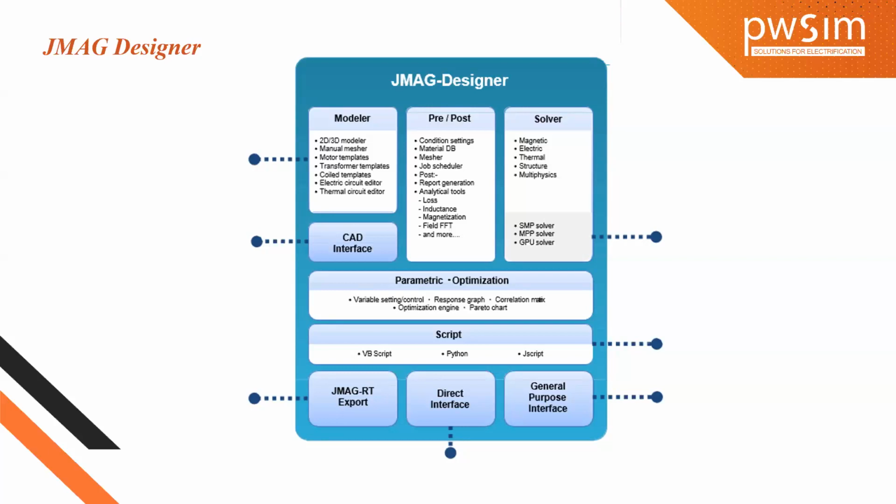And we have the pre-post analysis. What we have in pre-post means conditions; we can do the condition setting. We have a huge material database of the materials available in actual industry or environment. If you didn't find your required material, you can create your own material with your customized BH curve. We have good mesh analysis as well, and we have job schedulers. Once it is done, we can do the post processing and report generation.